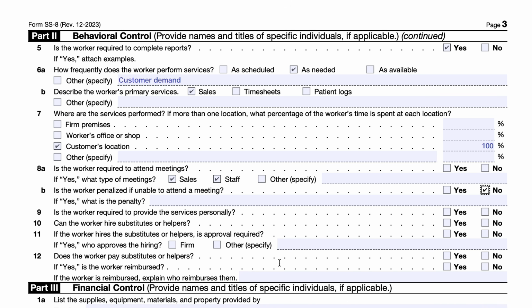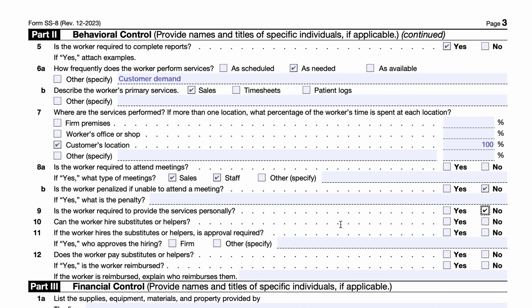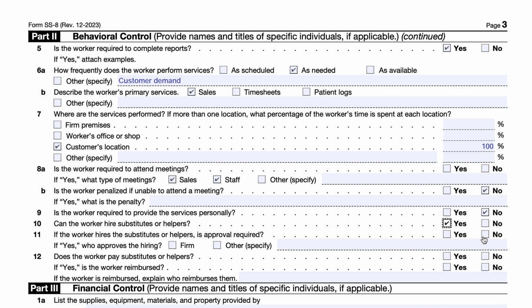Is John required to provide personal services? Well, sometimes he does. Sometimes he goes the extra mile, but most of the time he just has a team, a fulfillment team. Can he hire substitutes or helpers? Sure, he can. Does he need to have approval required? Maybe, maybe not. Or if yes, then you would select who does the hiring. Is it the firm? Is it a third-party placement? How does he get help? And then does he have to pay that person out of pocket? And if so, does he get reimbursed?